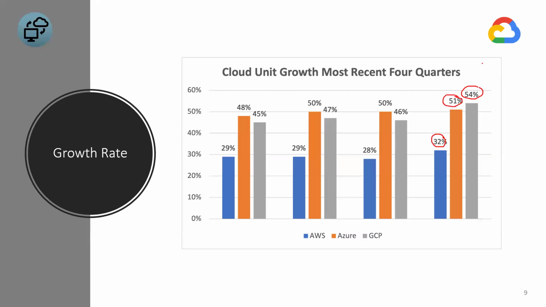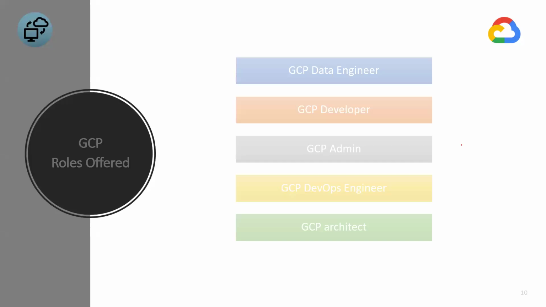That is the growth rate. From last year to this year, the companies using GCP have increased, and 54% is even more than AWS and Azure. Because of its cost-effective nature, companies have started utilizing GCP. So that is the reason we should learn it.